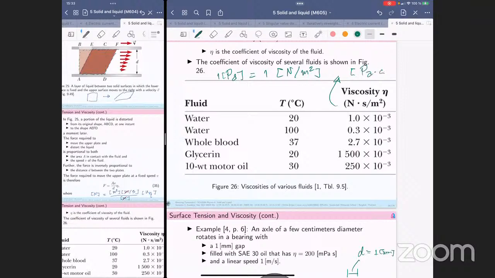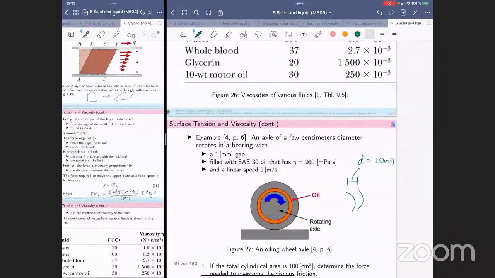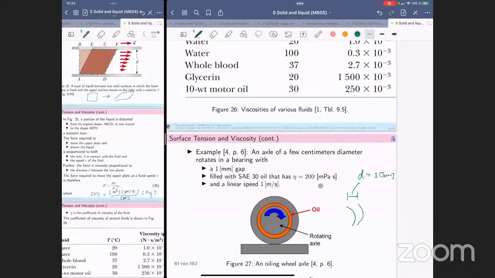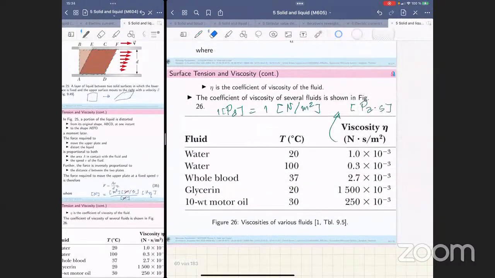Pascal times second, right? So the unit of viscosity could be also written as Pascal times second, but what they have provided here is millipascal second, right? Millipascal second is 1 by 1,000 Pascal second. And the linear speed of this one, it's rotated, it goes with velocity 1 meter per second, right? Okay, that's the information from this problem.